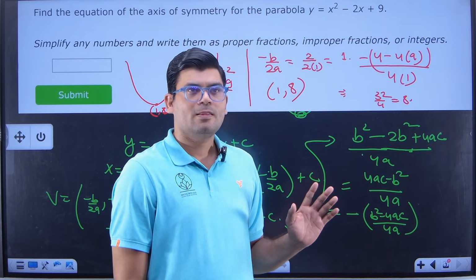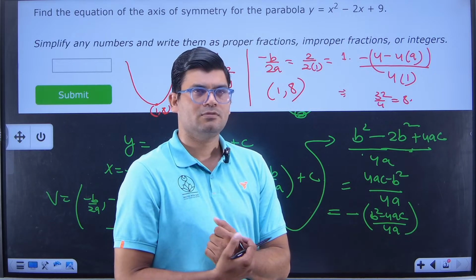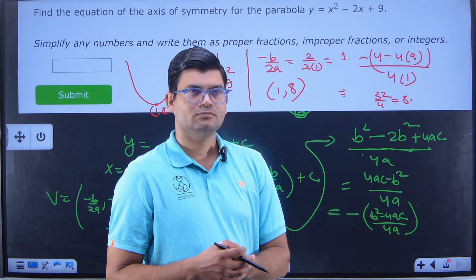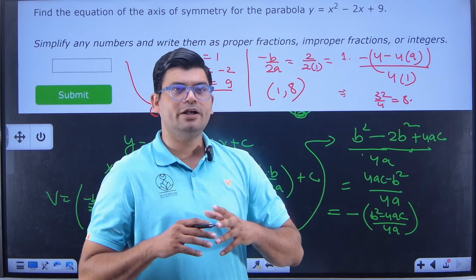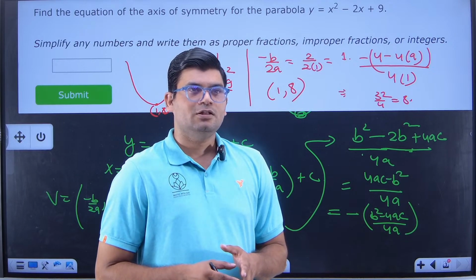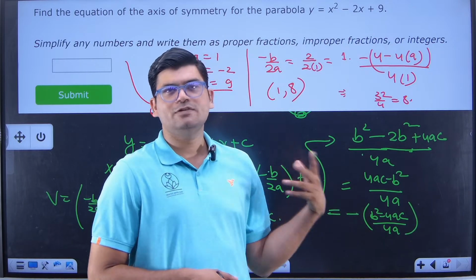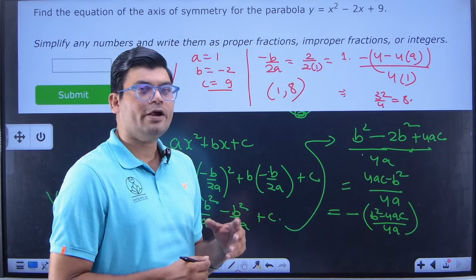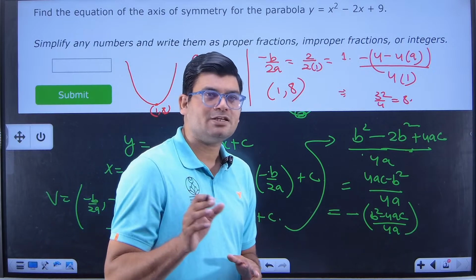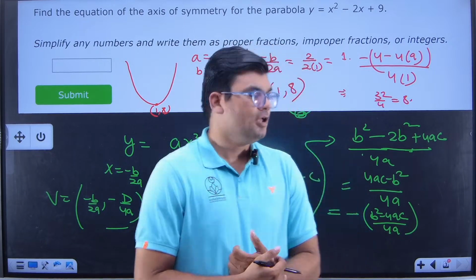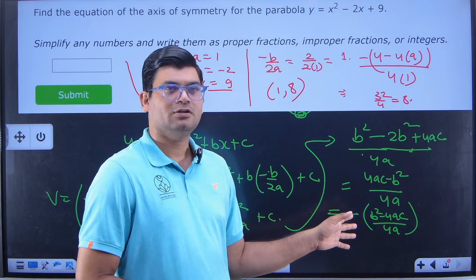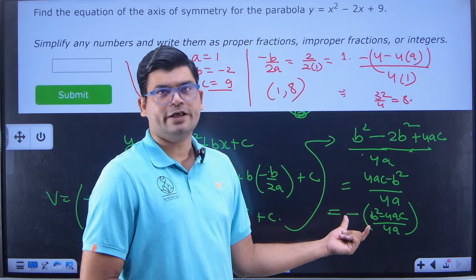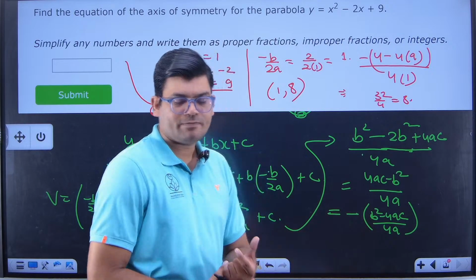But isn't the quadratic formula minus b plus minus square root of b square minus 4ac by 2a? That is a different thing, don't confuse that with this. The value minus b plus minus under root b square minus 4ac upon 2a is correct, but that is the zeros of the quadratic polynomial. This is the vertex. This is the minimum value, or you can say the maximum value.